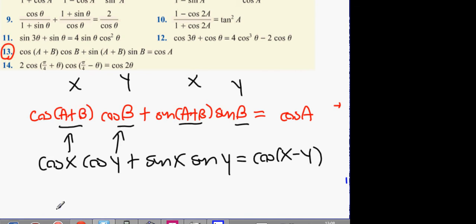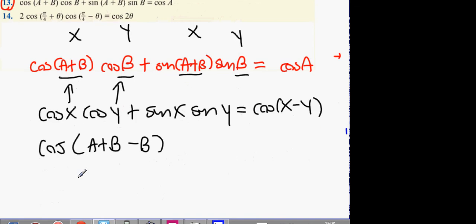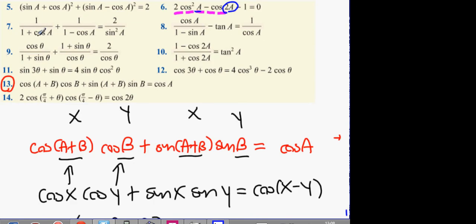So let's try this out. Cos X, X is A plus B, minus Y, which is minus B. And what happens when we put that together? Equals cos A.